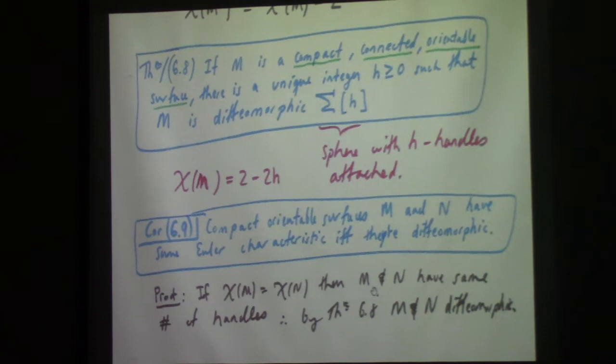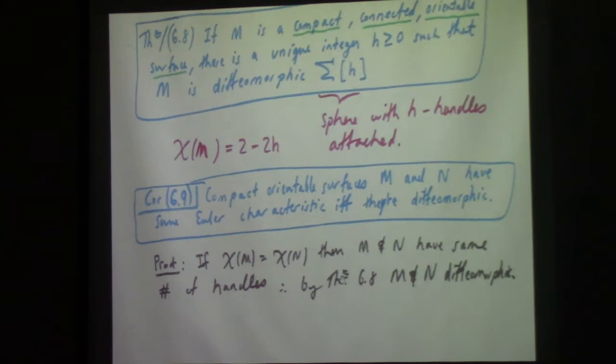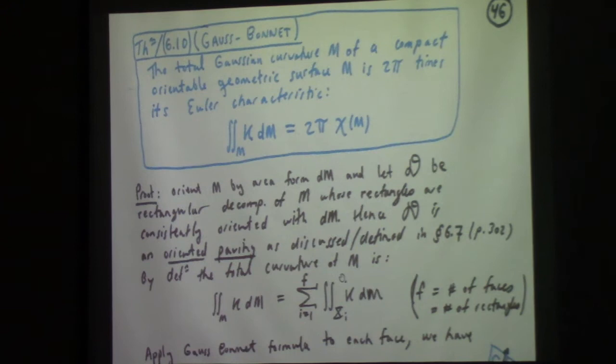And finally, here we go, Gauss-Bonnet. The total Gaussian curvature of M, a compact orientable geometric surface, is 2 pi times its Euler characteristic.